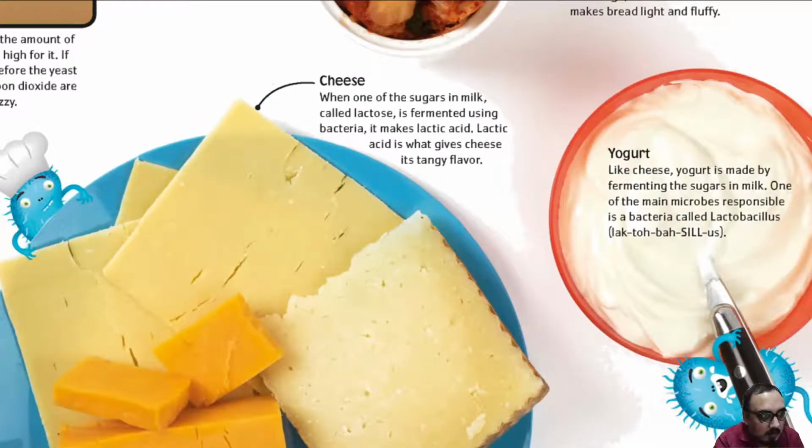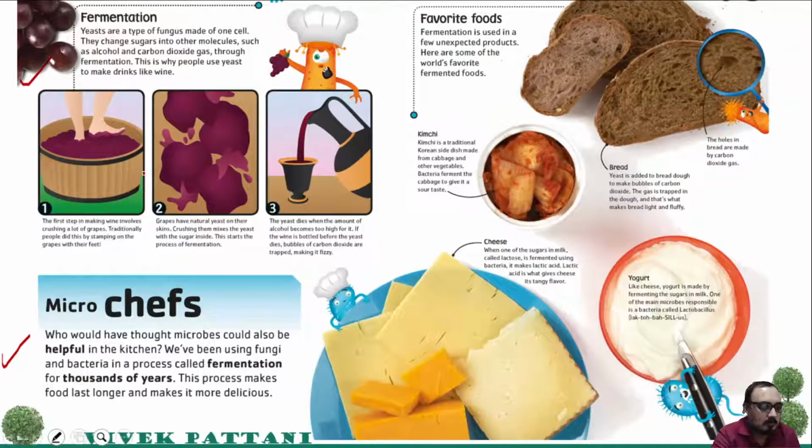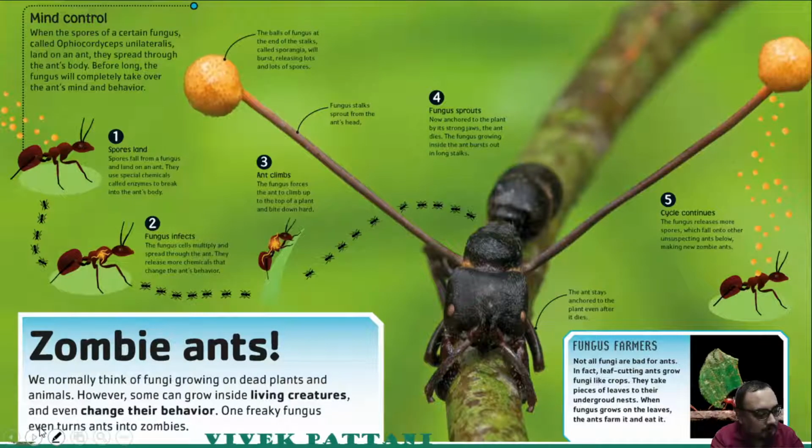Next comes cheese. One of the sugars in milk, called lactose, is fermented using bacteria. It makes lactic acid, and lactic acid is what gives cheese a tangy flavor. As well, in the aging of cheese, some fungi and yeast are also used.